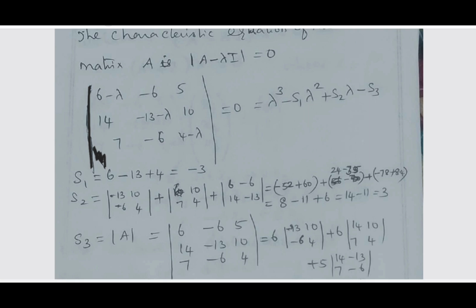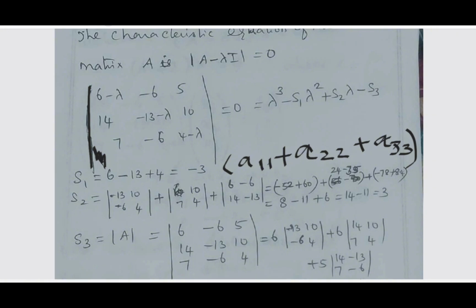S1 is the sum of the leading diagonal elements, that is A11 plus A22 plus A33. So it is 6 minus 13 plus 4, which is equal to minus 3.